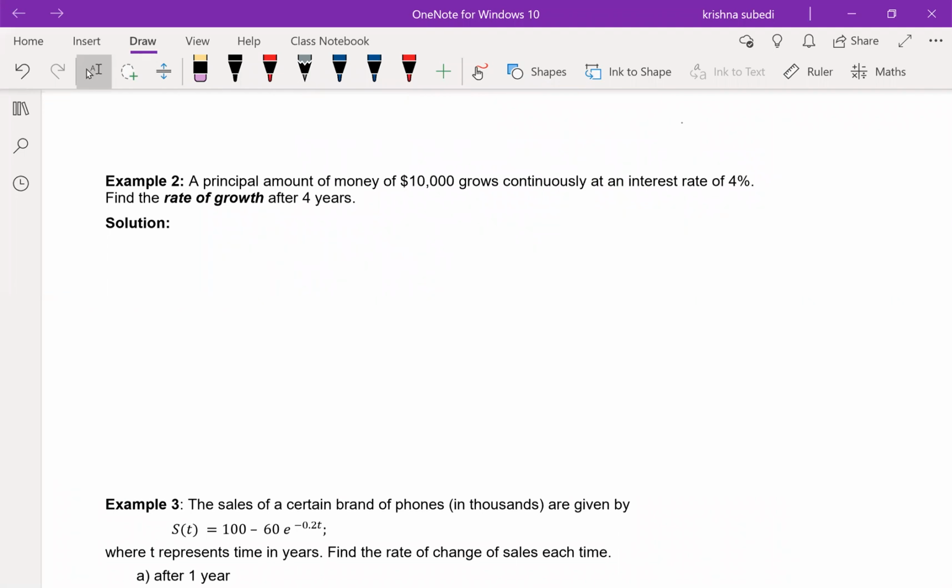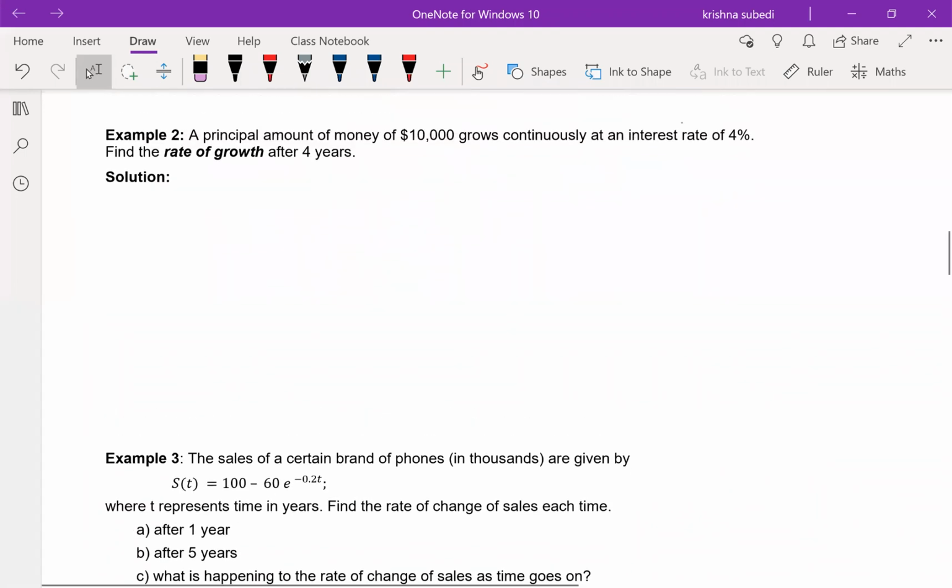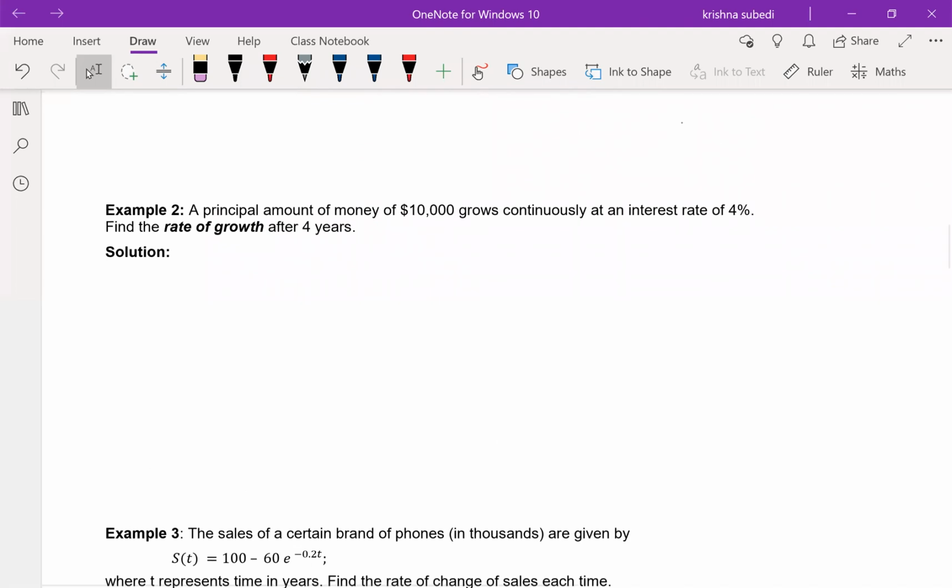Maybe I'll do example 2 and I'll leave example 3 for you guys. Okay, so example 2. A principal amount of money of $10,000 grows continuously at an interest rate of 4%. Find the rate of growth after 4 years.